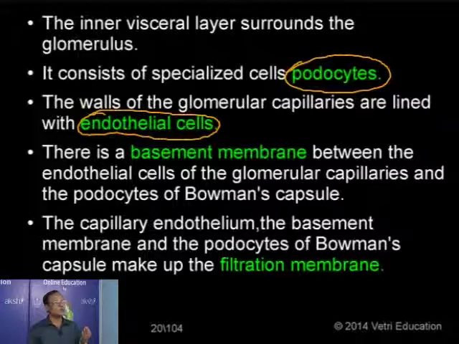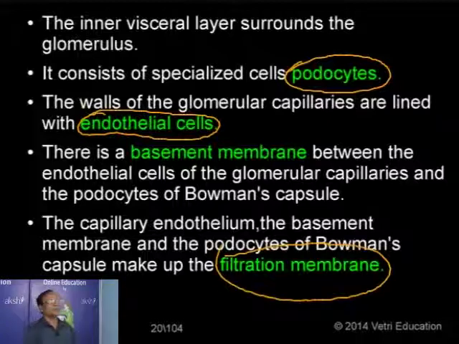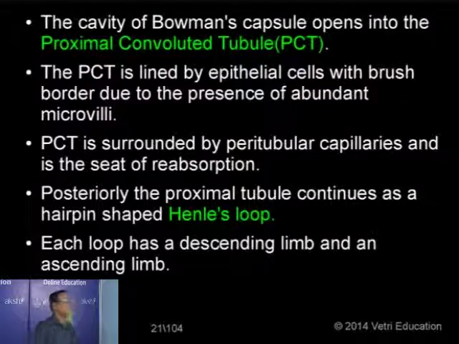So these three components, namely the visceral layer formed of podocytes, the endothelial cells of the capillaries, and the middle membrane between these two, the basement membrane, together constitute the filtration membrane, because filtration occurs mainly through these three layers: endothelial cells of blood capillaries, basement membrane, and podocytes of the visceral layer of Bowman's capsule. We will see in detail about the structure of the filtration membrane later.